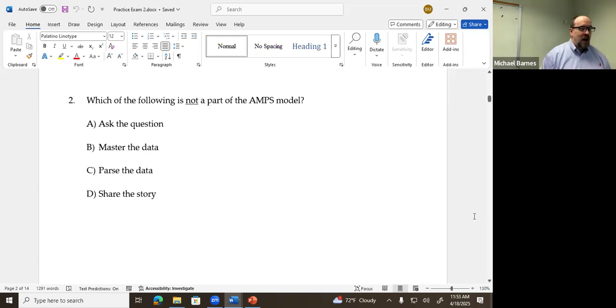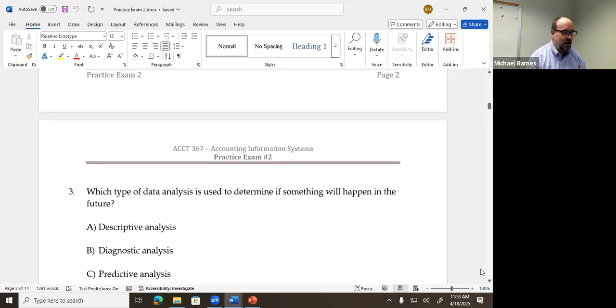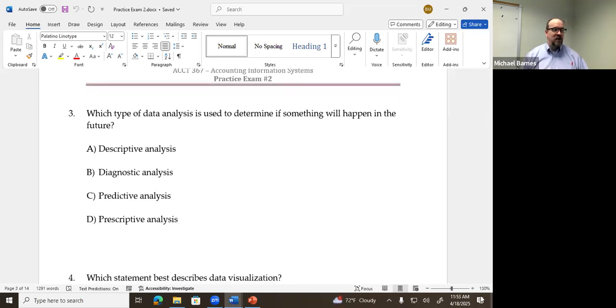Which of the following is not part of the AMPS model? So the AMPS model is our backbone for chapters 10 and part of chapter 11. Okay, so what is in that? Ask the question, master the data, perform the analysis, and share the story. So parse the data is not actually part of that, so we can eliminate C. All right, as I said, there will be multiple questions on this.